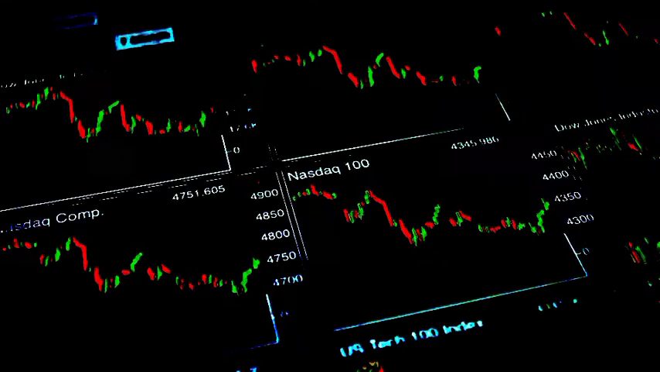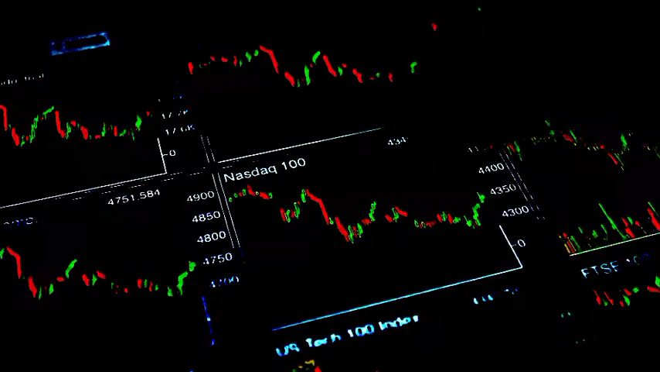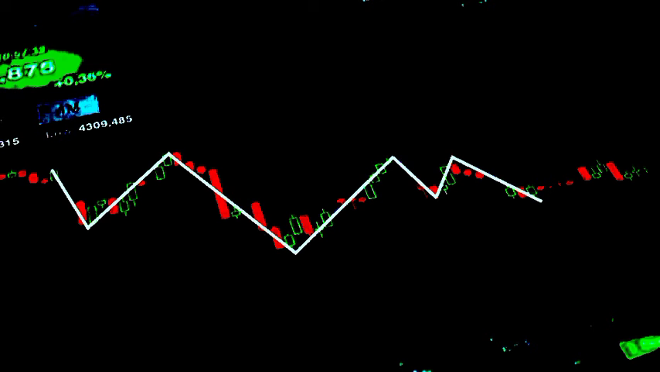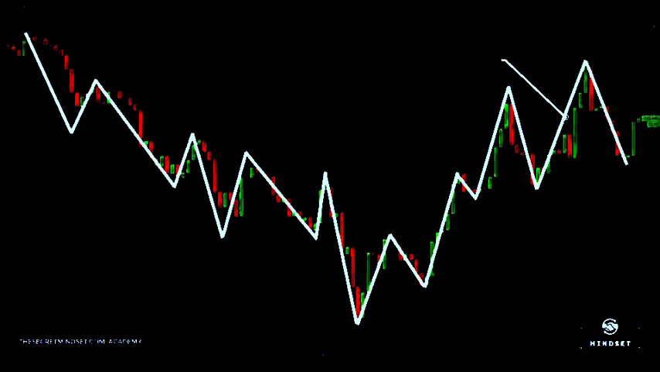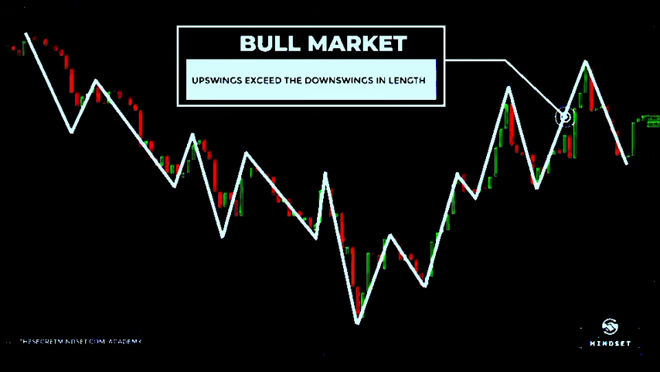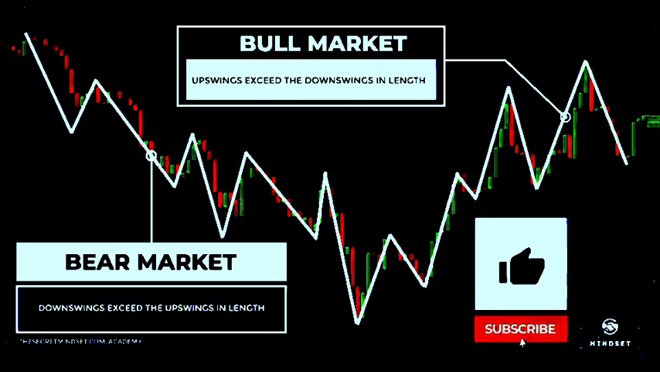If you look at any price chart, you will notice that price does not move in a straight line. It does not move up or down vertically. It moves in waves, and these waves are called market swings. In a bull market, price rises with a series of upswings and downswings. Naturally, the upswings generally exceed the downswings in length. The reverse is true in a bear market.